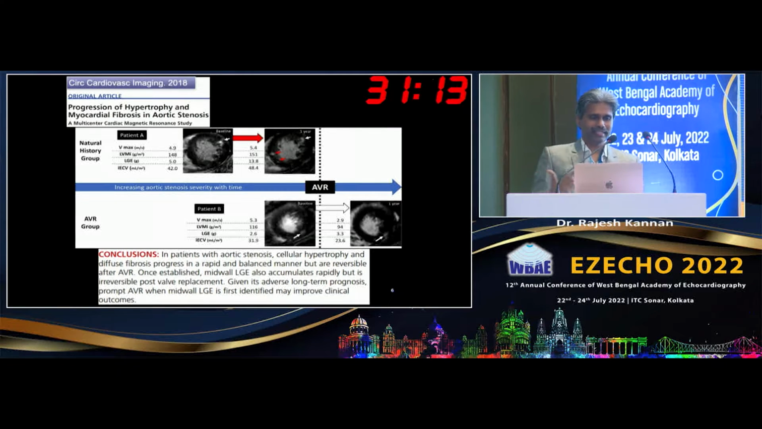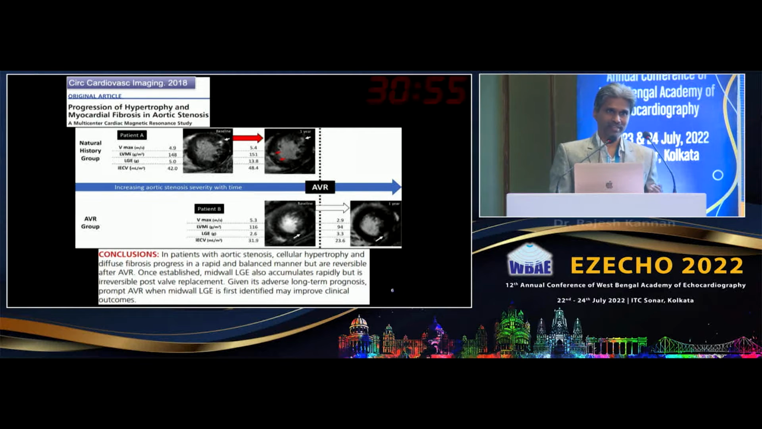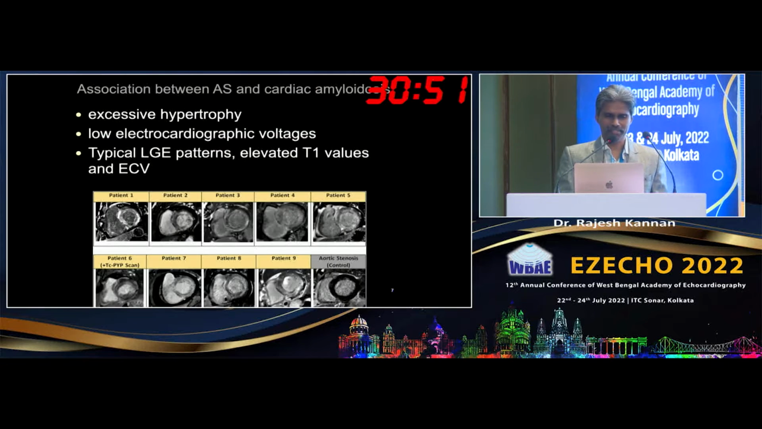So the recommendation is that we have to do the aortic valve replacement in severe AS before the mid-wall LGE starts developing, or when you start seeing it, that is one of the indications for aortic valve replacement. We cannot wait further because it will produce further irreversible damage.